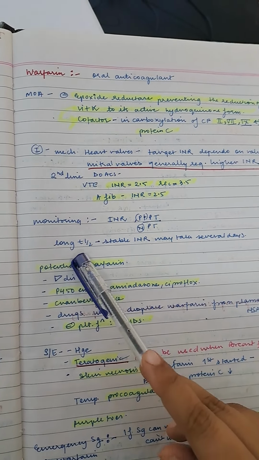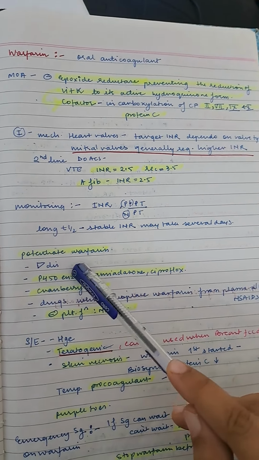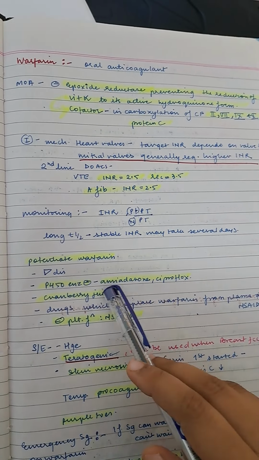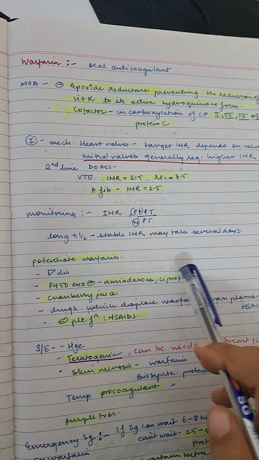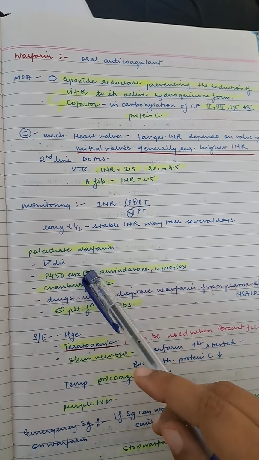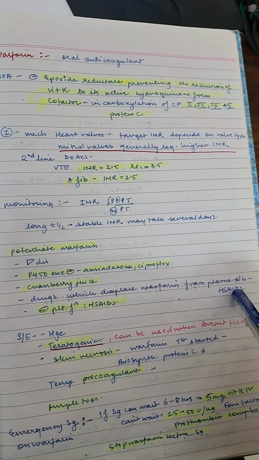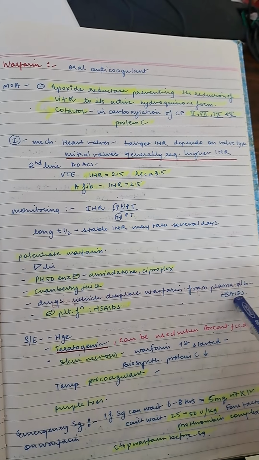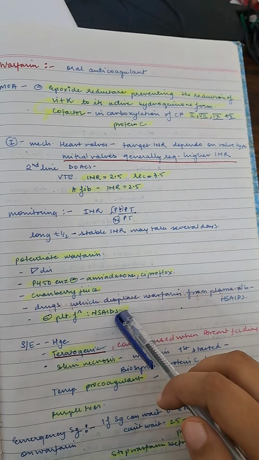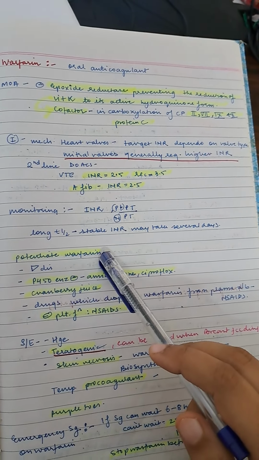What are the causes which can potentiate warfarin? This is asked. So liver disease can potentiate it. P450 enzyme inhibitors, very important: amiodarone and ciprofloxacin. These will potentiate warfarin. Cranberry juice, again, is an enzyme inhibitor. Drugs which displace warfarin from plasma albumin, like NSAIDs. Since platelet function is inhibited by NSAIDs, even NSAIDs will potentiate the effect of warfarin.